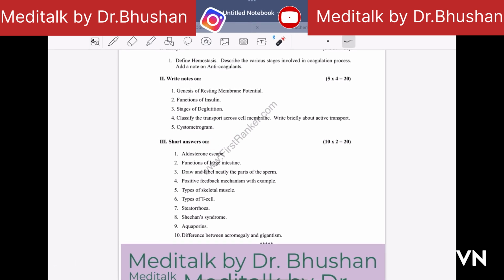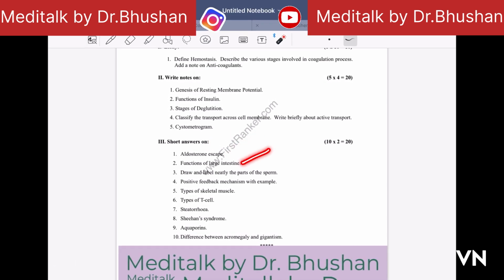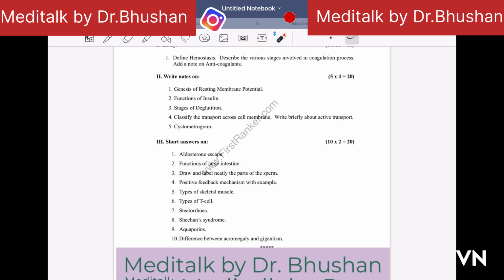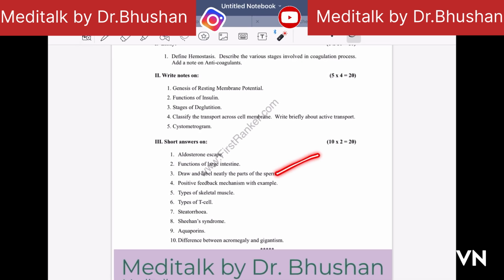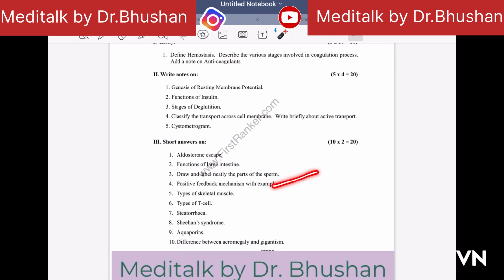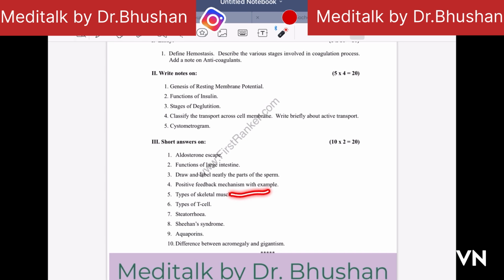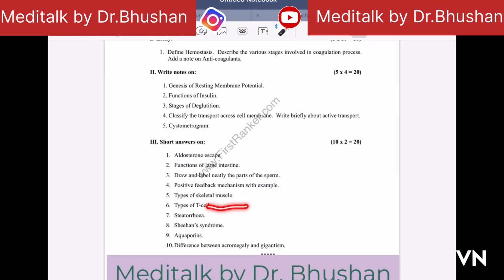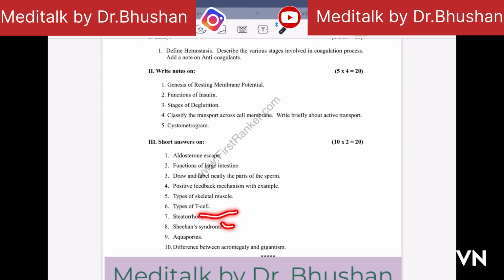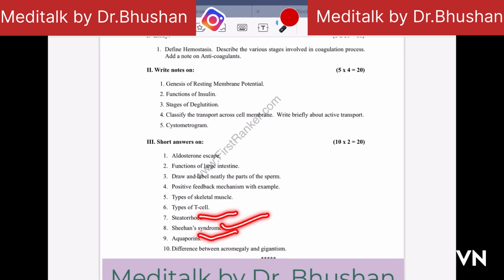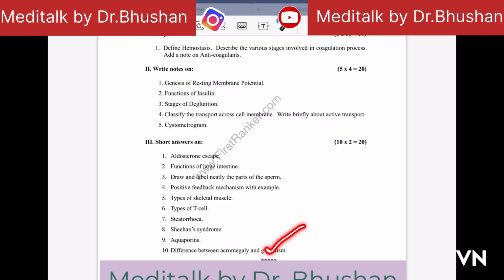Third part: aldosterone escape, function of large intestine, draw and label neatly parts of sperm, positive feedback mechanism with example, types of skeletal muscle, types of T cell, steatorrhea, Sheehan syndrome, aquaporins, and difference between acromegaly and gigantism.